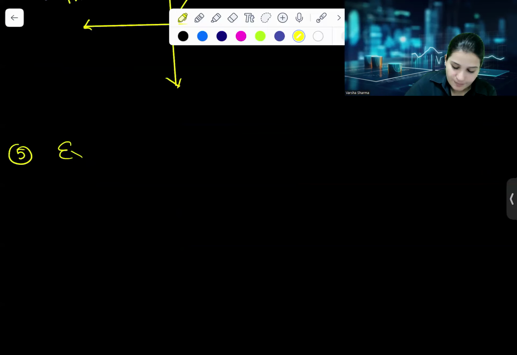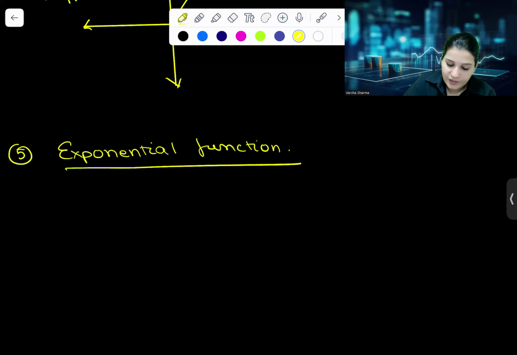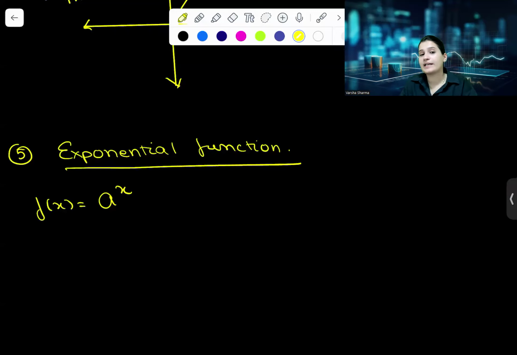Fifth, exponential function. Exponential is a to the power x. It can be 2 power x, it can be 3 power x, it can be 5 power x, and a is a positive number. So what will be the domain here?